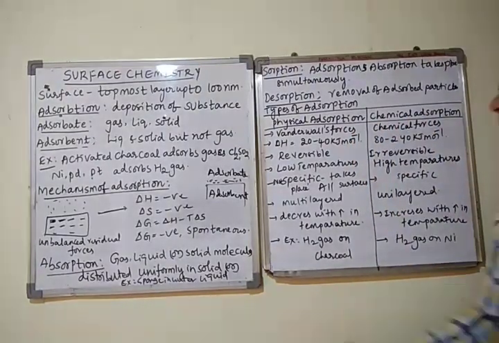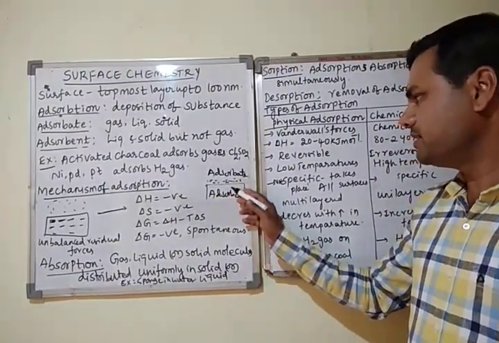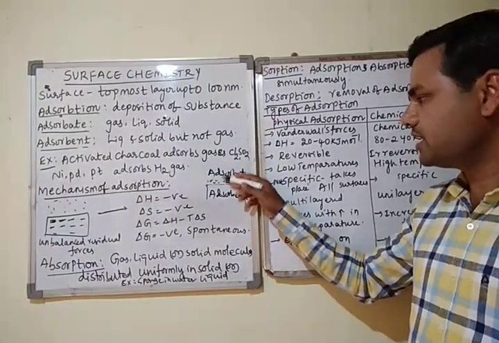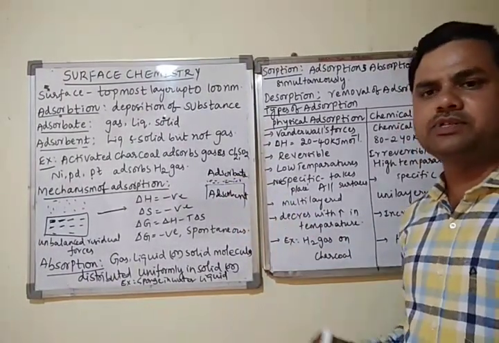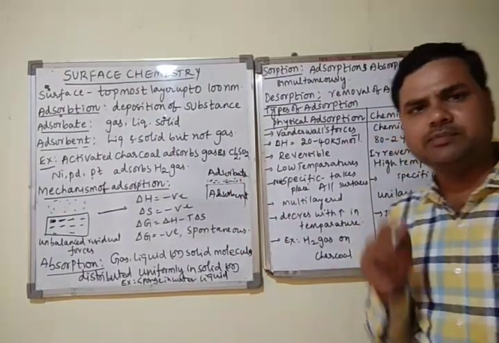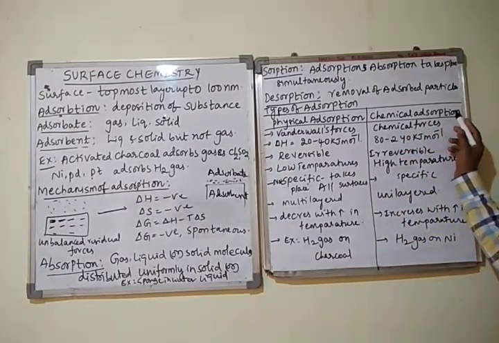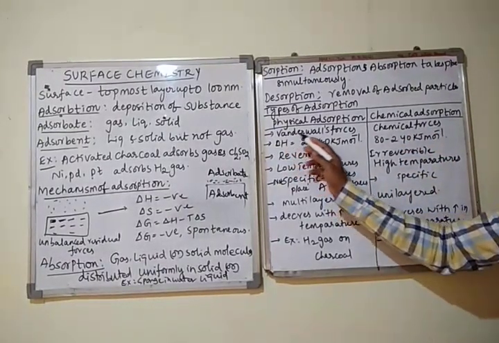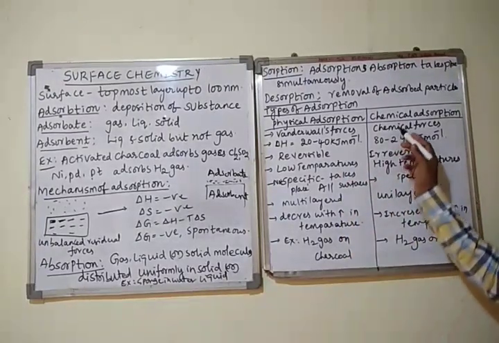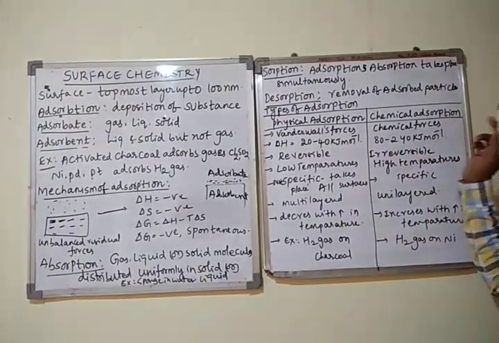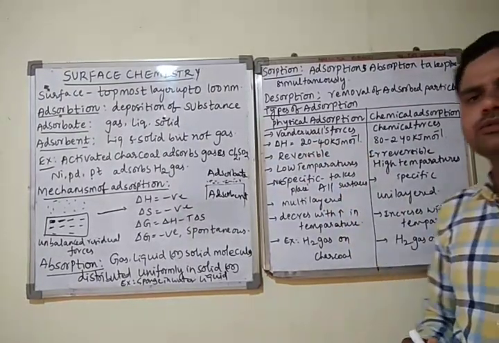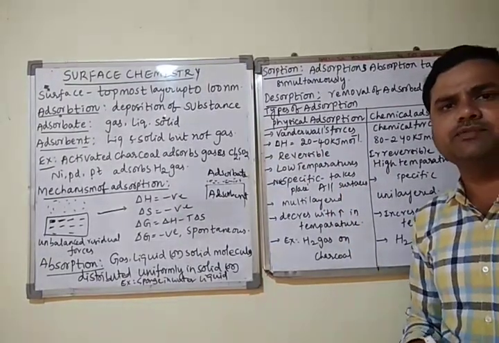If strong chemical bonds or strong chemical forces are present between adsorbate and adsorbent, that type of adsorption is called what? Chemical adsorption. Here, which forces are acting? In physical adsorption, van der Waals forces between adsorbate and adsorbent. In chemical adsorption, chemical forces.